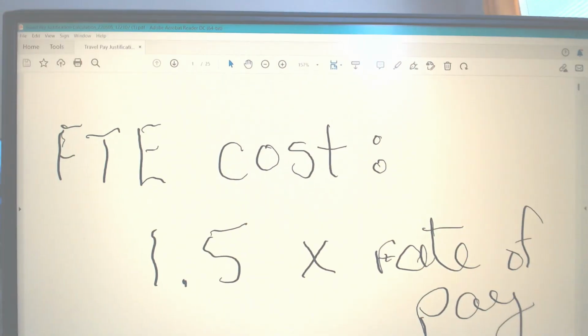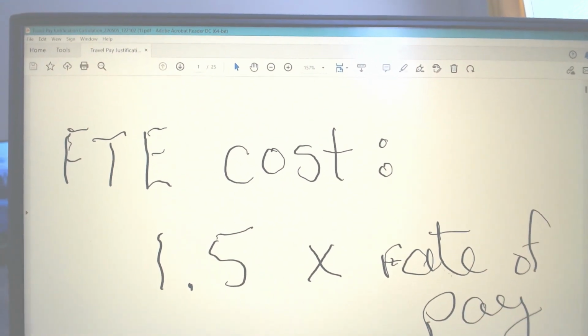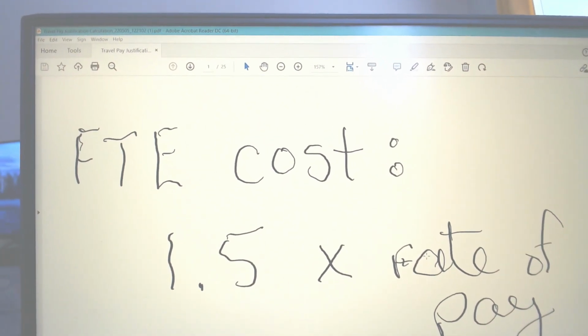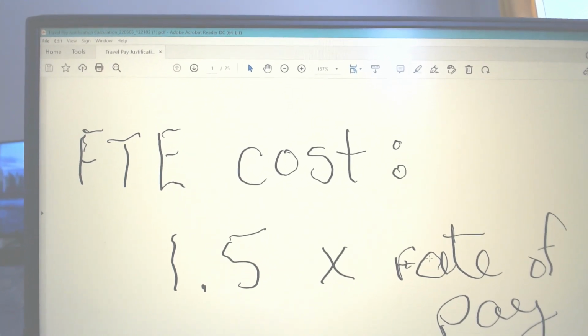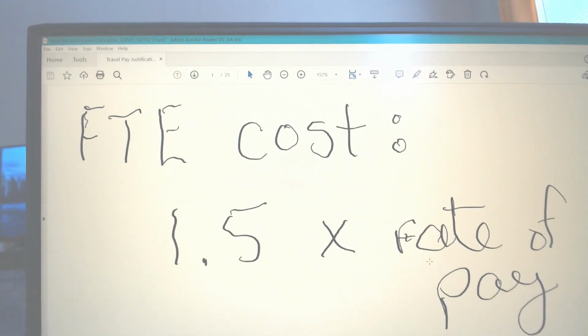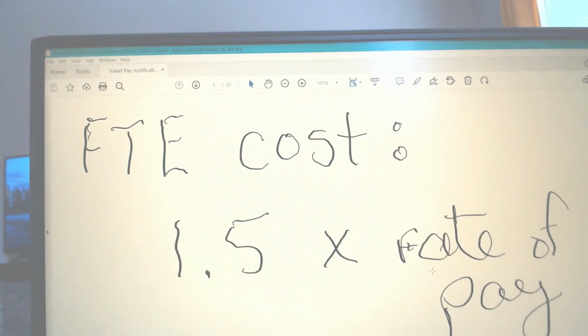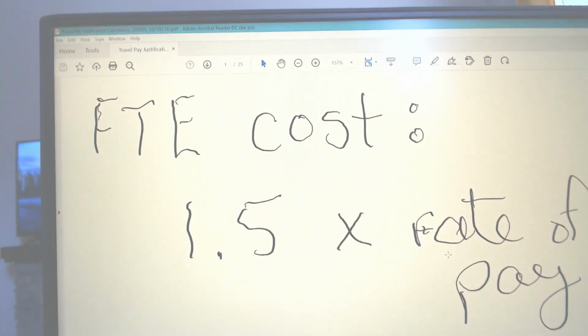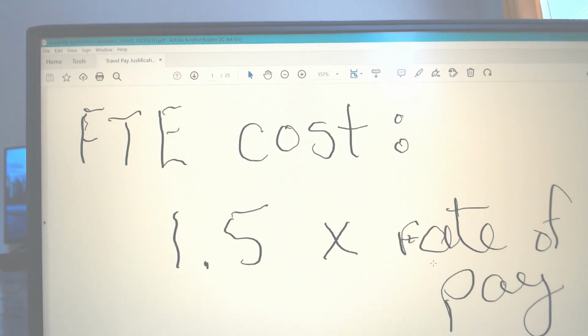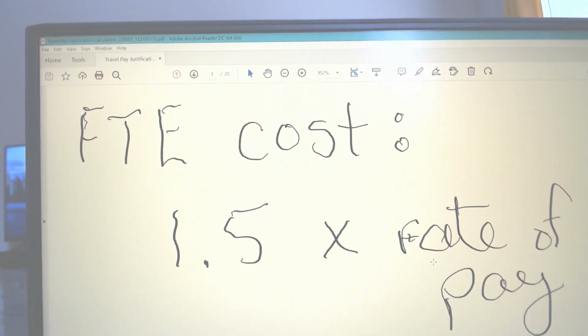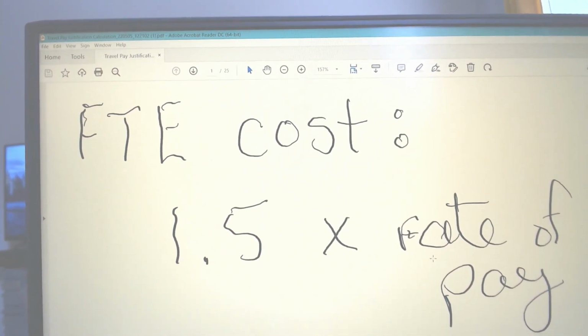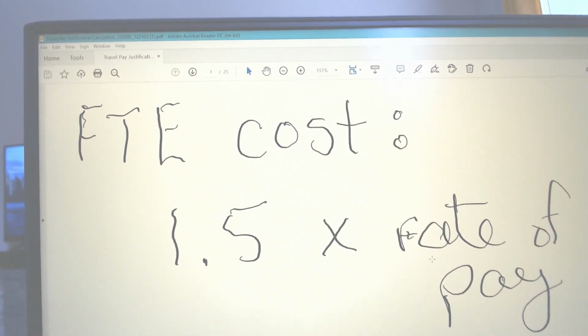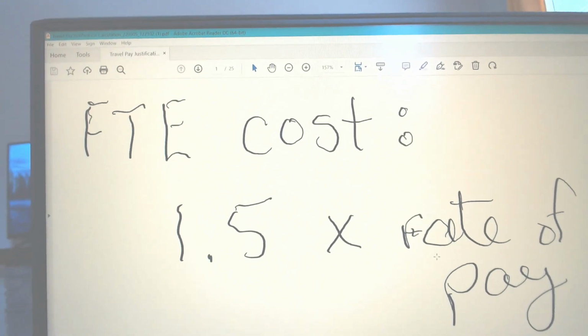Hey, here we are. I am just going to open a PDF that I made. Part of this was made on my phone, so yeah, little sketchy. I didn't clean it up because I really wanted to get it to you. So first of all, we're going to start with the cost. What a full-time employee, FTE, costs a facility. So there's actually a way to determine that.